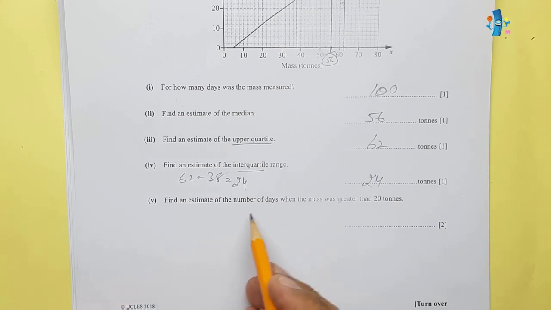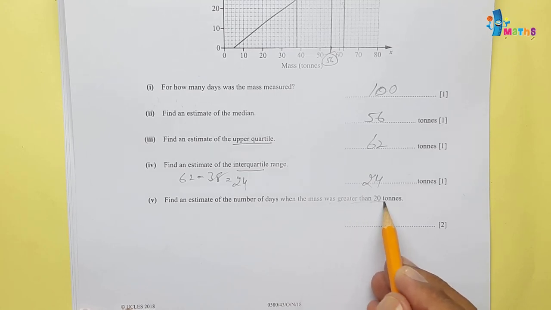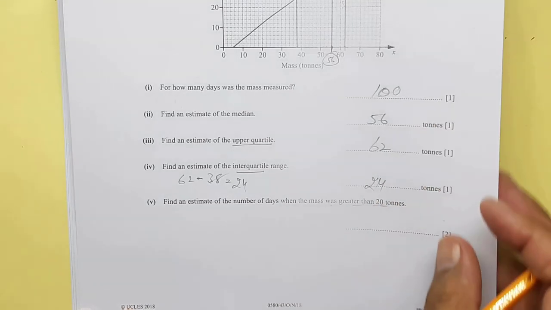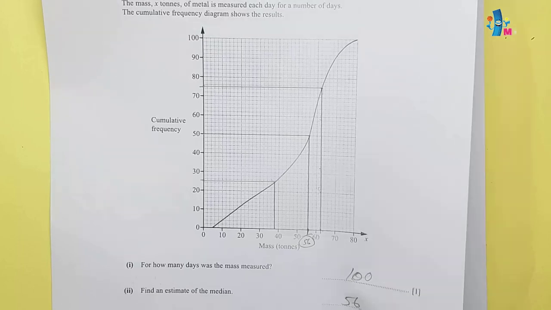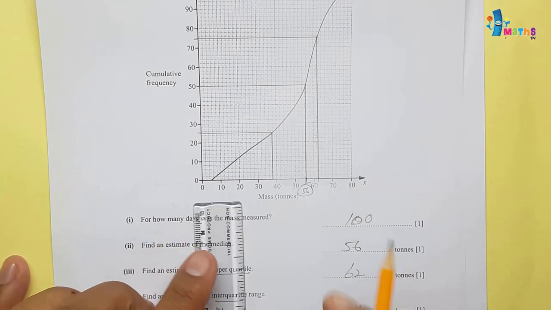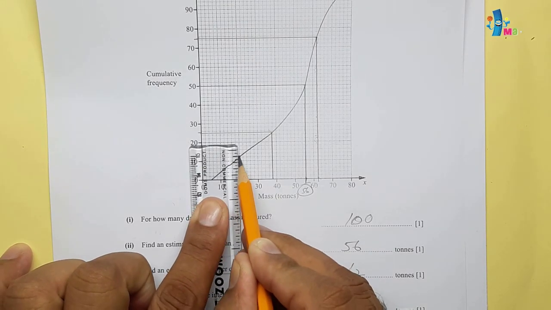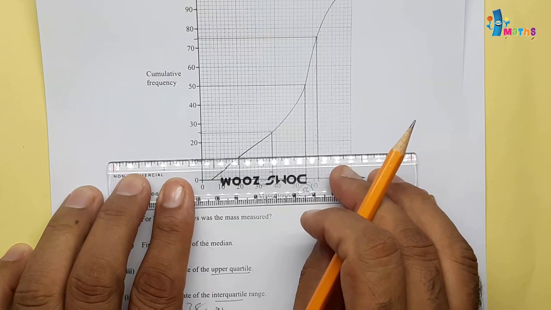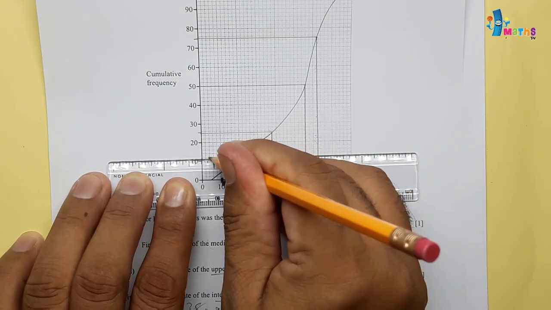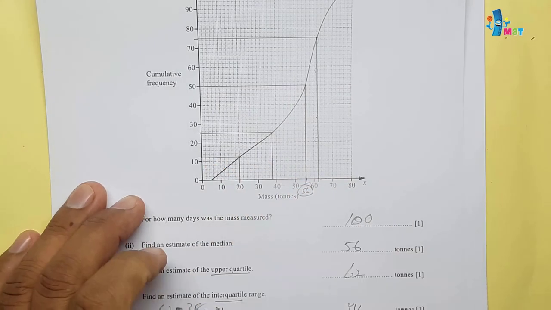Find the estimate of the number of days when mass was greater than 20 tons. So mass is greater than 20 ton. Again, we'll be taking a reference from 20 ton. This is the 20 ton reference. And we'll join this, and we can also join this one. And this value will be 10, and this will be 12.